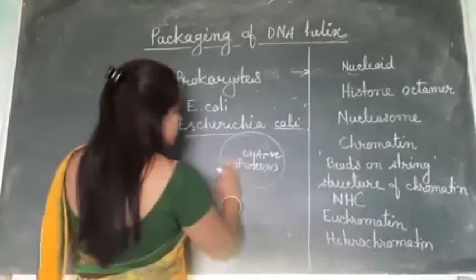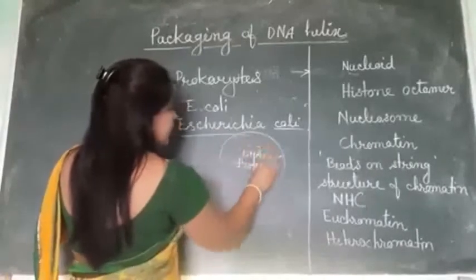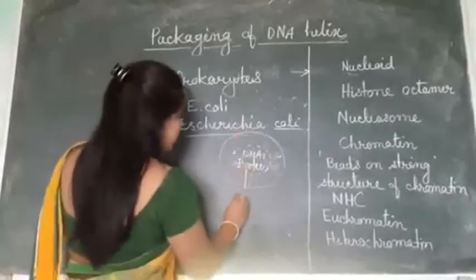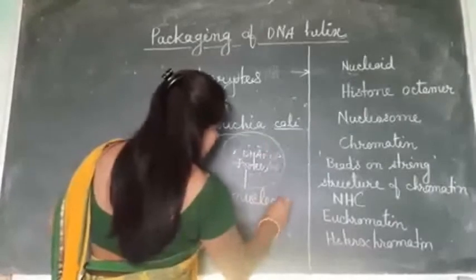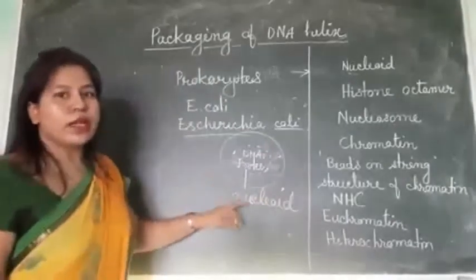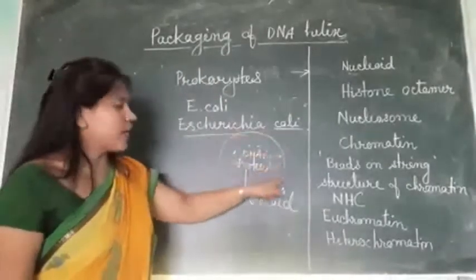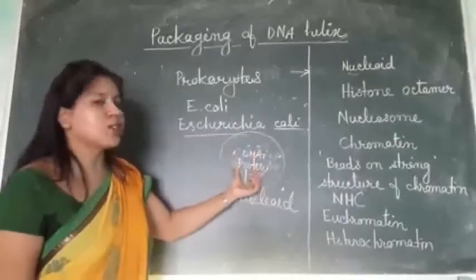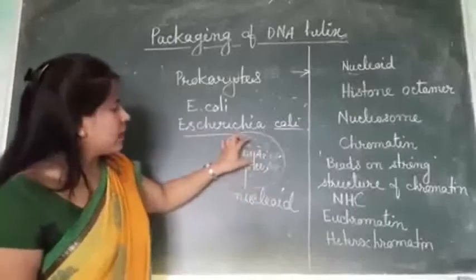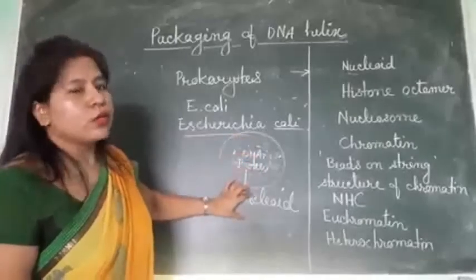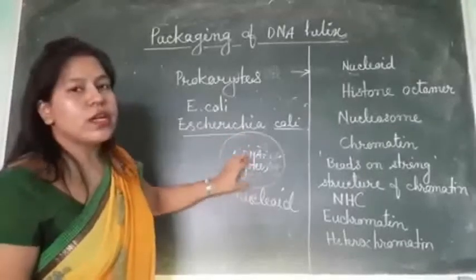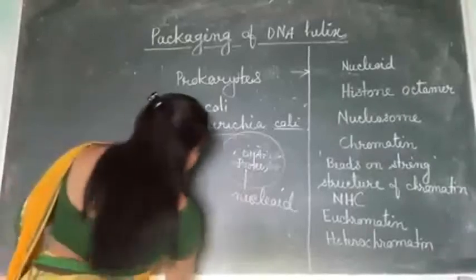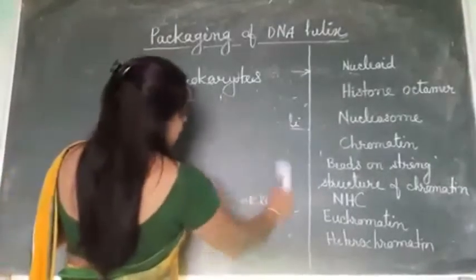This region where DNA is held with protein in a prokaryotic cell is called the nucleoid. So what is nucleoid? In a prokaryotic cell, the negatively charged DNA is held with some positively charged proteins at the center of the cell, and this region is called nucleoid. So prokaryotes possess a nucleoid instead of a nucleus. Clear? So let's see in case of eukaryotes.